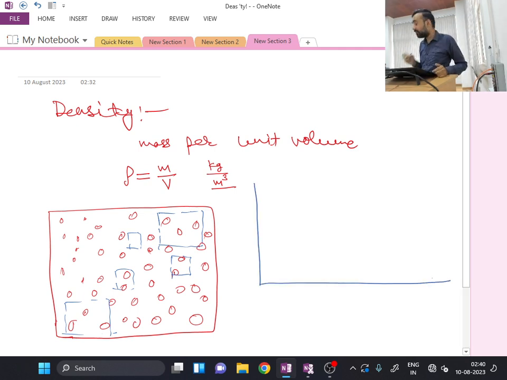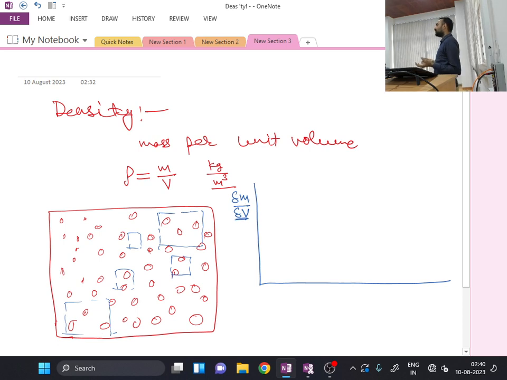We have to choose our volume very precisely, and the volume we select for finding the mass for estimation of density should satisfy the limit of continuum. So what I will do is plot delta m by delta v. Now I am not talking about any large finite volume, rather some elemental volume delta v, and within that elemental volume delta v, say my mass is delta m.